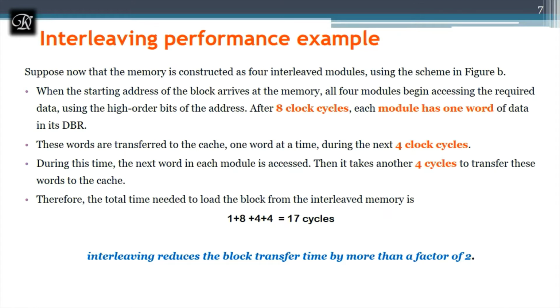Therefore, the total time required is 1 plus 8 clock cycles for data accessing, and 4 plus 4 for sending the data. Totally we get 17 clock cycles. Previously, without interleaving, we achieved the same task in 38 clock cycles, but now we have achieved the same in 17 clock cycles. It means the performance of the system is improved by interleaving by a factor of 2. It has doubled.